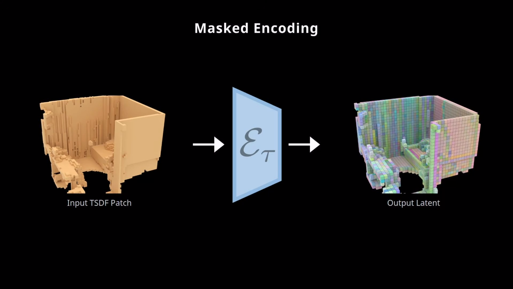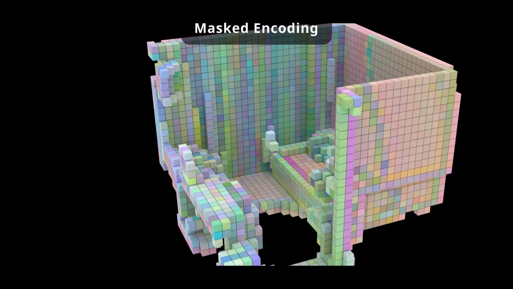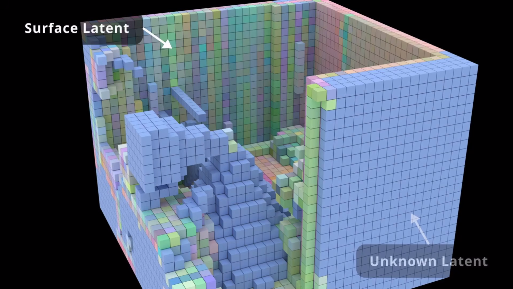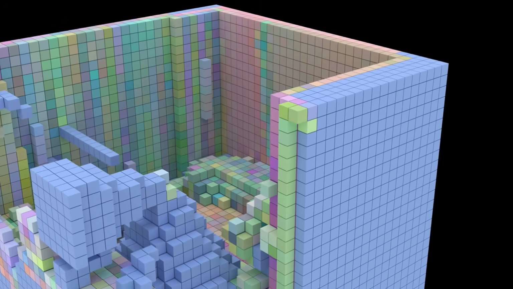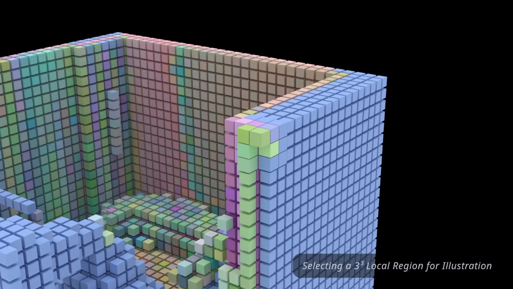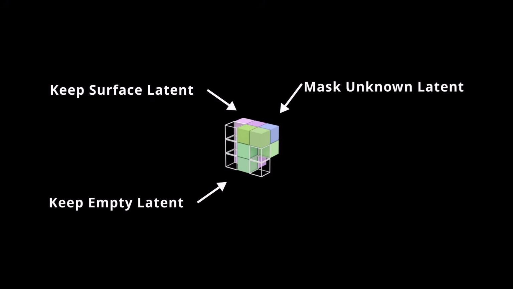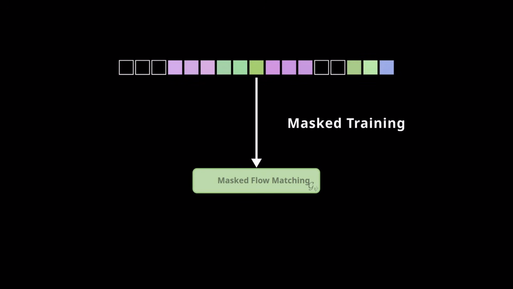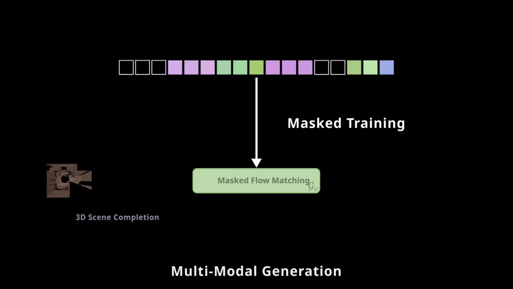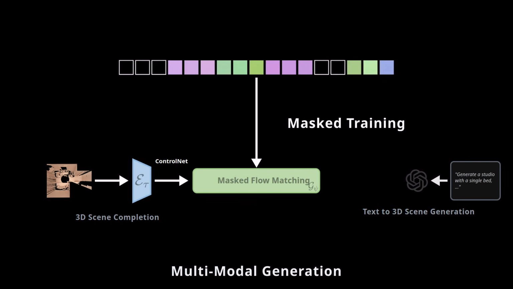To train our visibility-guided flow matching, we separately consider the voxel latents representing surface, unknown, and empty space. We mask out unknown voxels and keep the empty and surface voxels. A sparse transformer is then trained on these latents using flow matching, restricting the model to learning priors over observed regions only. For scan completion, we then inject the input partial scan using a control net branch for conditioning. The model then fills in missing geometry while preserving the observed structure. We can also perform text-to-3D generation using our base generative model without an input partial scan as condition.